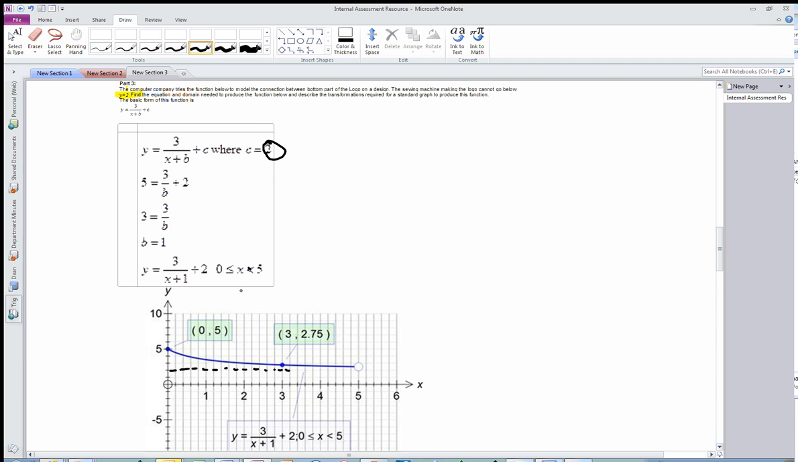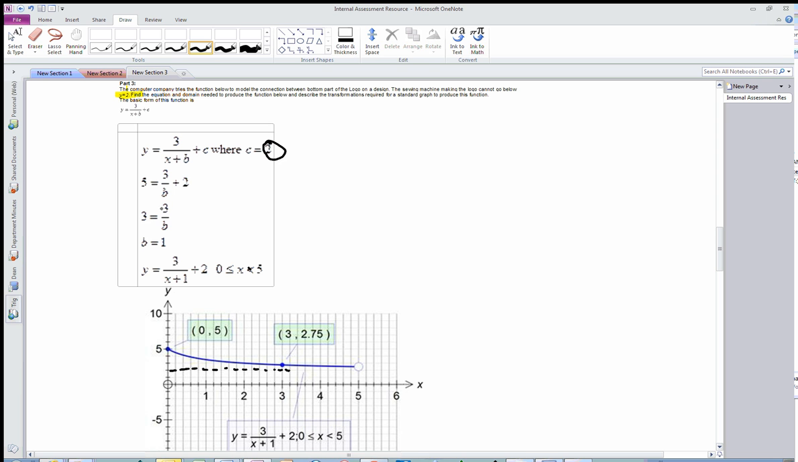Now the next thing we want to do is substitute in a point. We really only need to substitute in one point. They've given us a couple, but the point we're going to substitute in is 0, 5. That means your x value is 0, which is why there's nothing in here, and the y value is 5. So you've got 5 equals 3 over b plus 2. Taking the 2 to the other side, we've got 5 minus 2 equals 3.